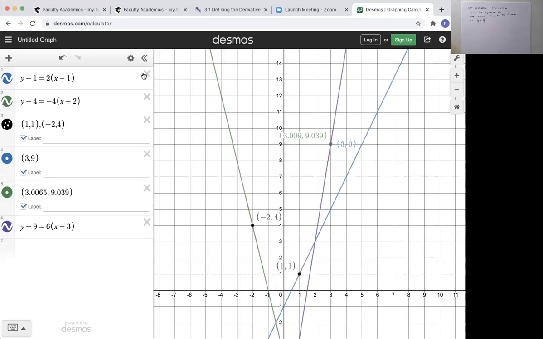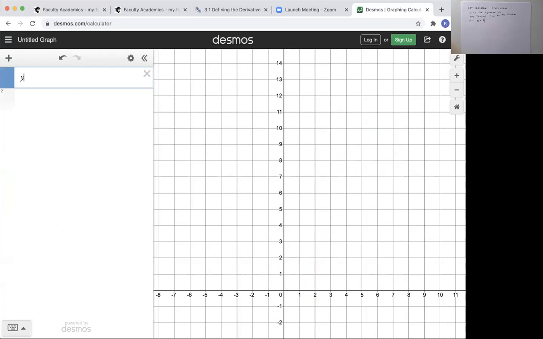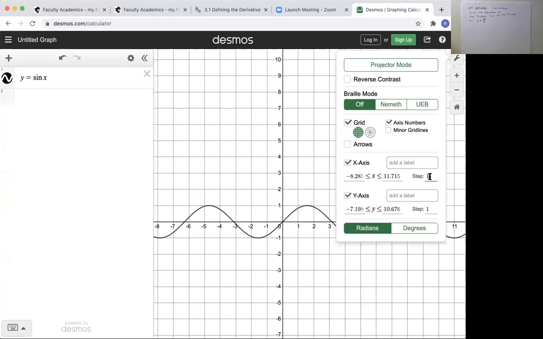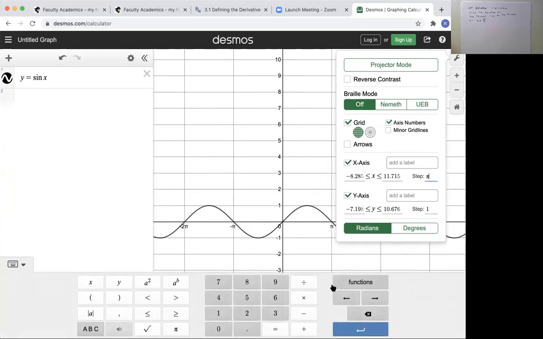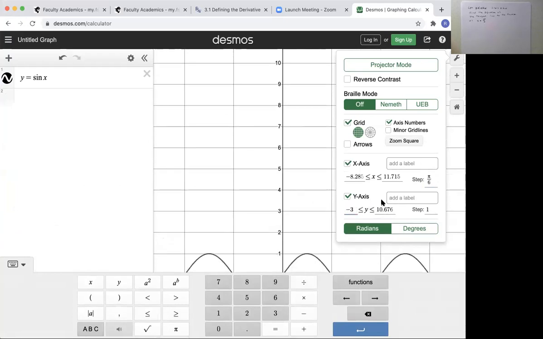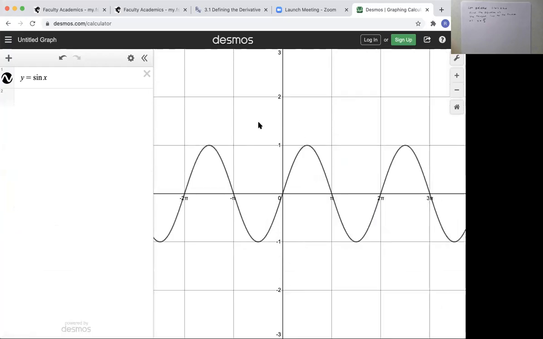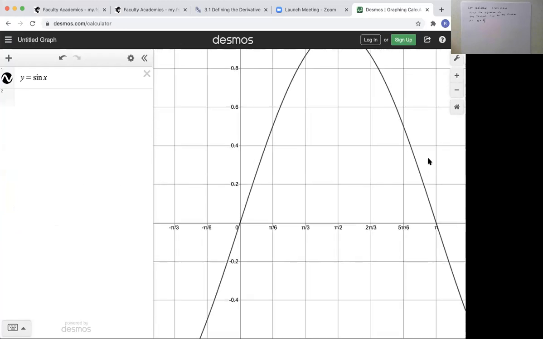So let's get rid of all of this. And we're going to take a look at y equals sine x, which looks like that. Let's adjust our window so that our step is pi over 6. And we have a little more y than we need. Let's just go, I don't know, -3 to 3. Okay, and we'll zoom that in. And now we can see it.